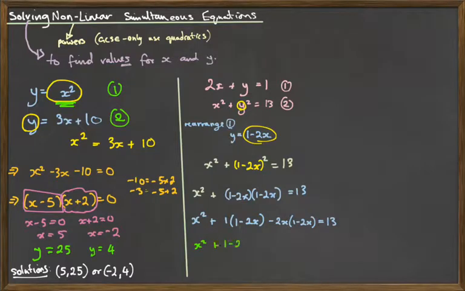What have I done? I've done the 1 times the (1 minus 2x) and the minus 2x times the (1 minus 2x). Expanding each of these brackets, I'm left with 1 minus 2x, and then minus 2x plus 4x squared is equal to 13. That's how I expanded those brackets.